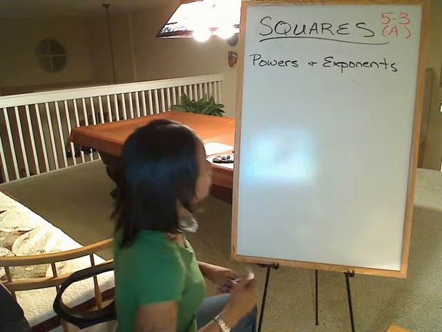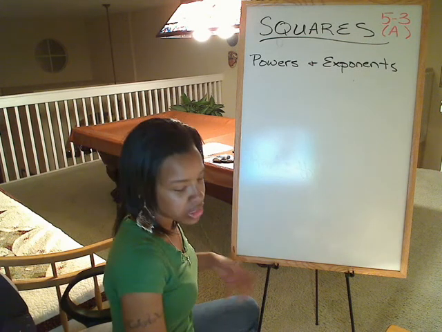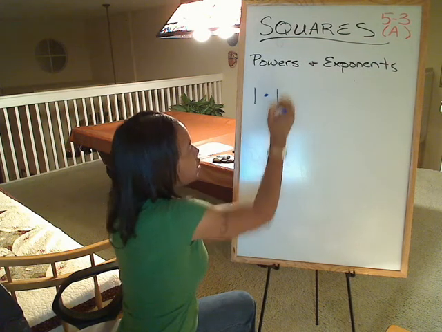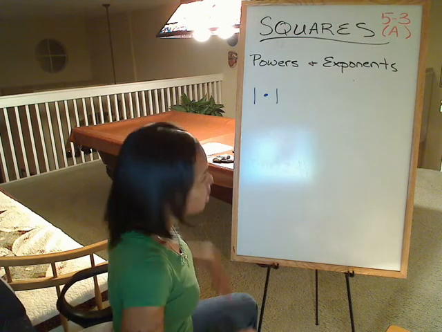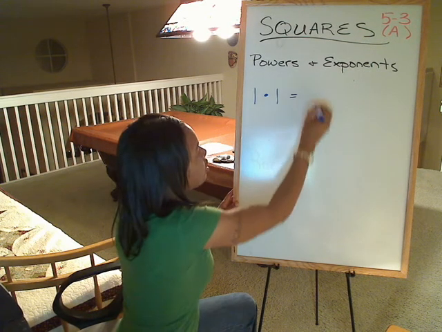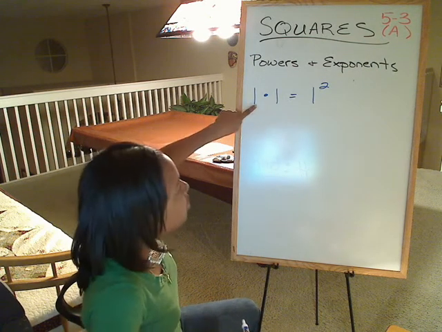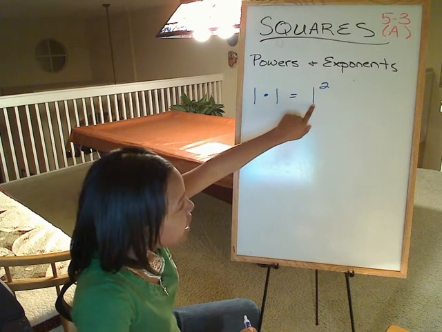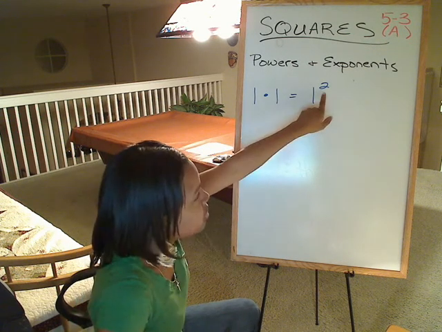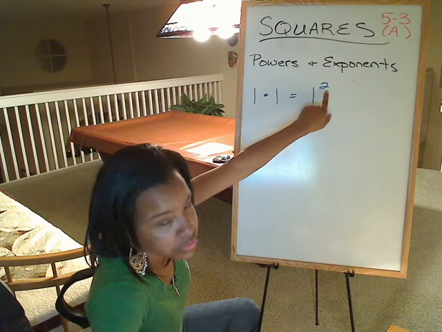Okay? If I have the multiplication expression 1 times 1, I can write this as a power. That power would be 1 to the second power, okay? The number that you're multiplying is your base, and how many times you multiply it is your exponent. I have 2 1s here, so my exponent is 2, okay?